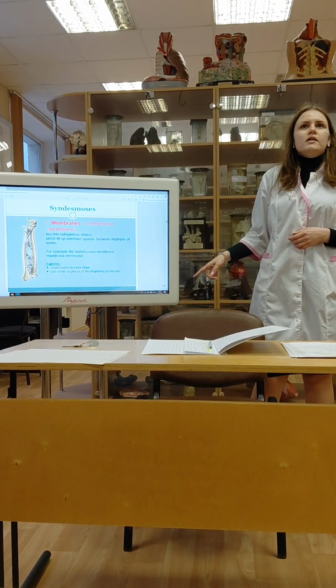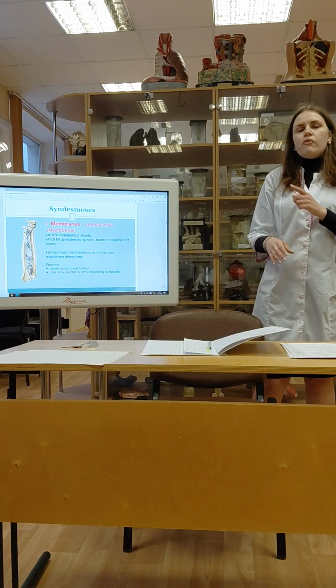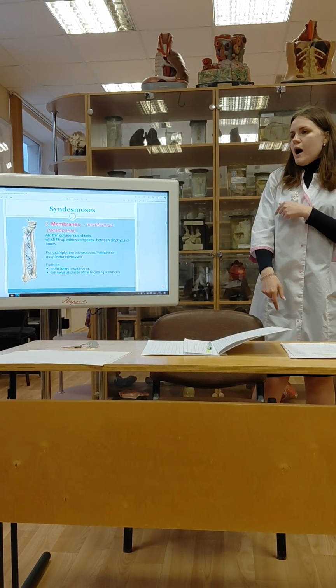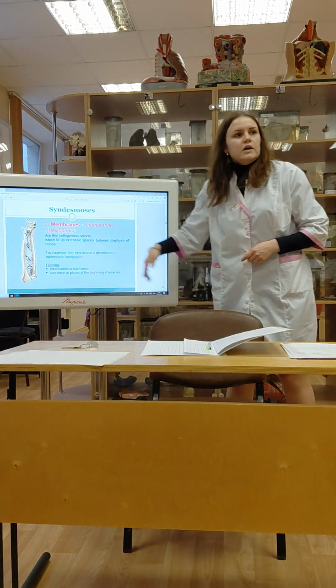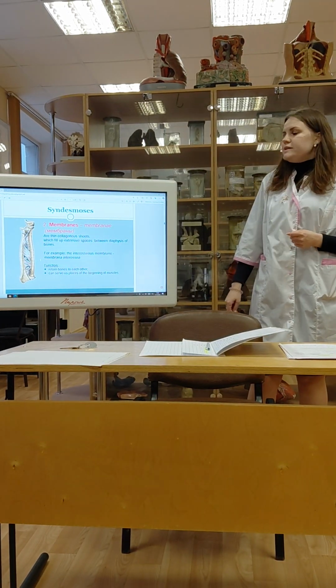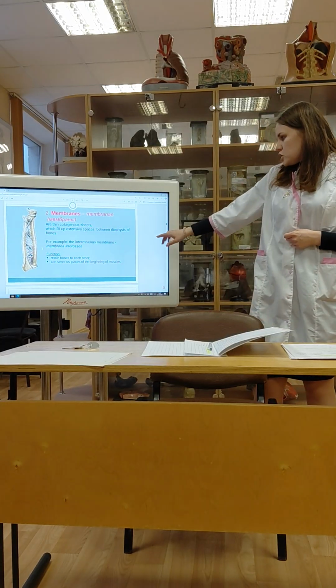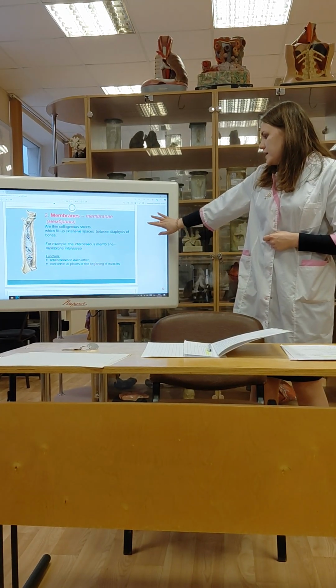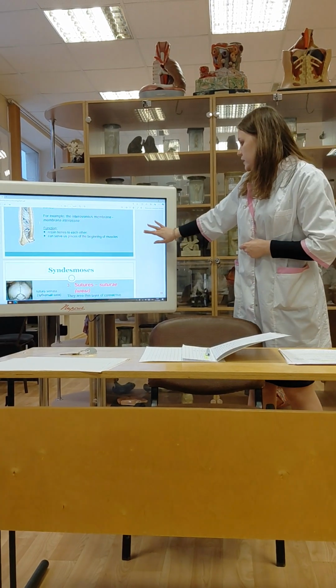The next group is membranes. This is a plate located between the bones of the upper limb and lower limb. In the upper limb, between the ulna and radius; in the lower limb, between the fibula and tibia. Their functions are to retain the bones to each other and to serve as places of origin for muscles. Muscles can attach to this place.